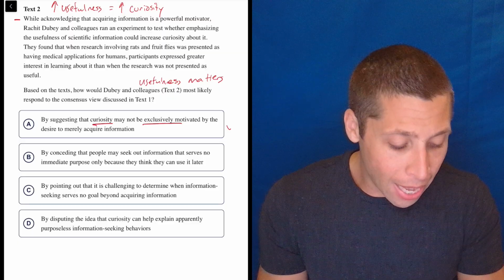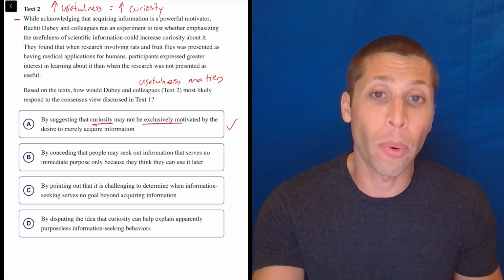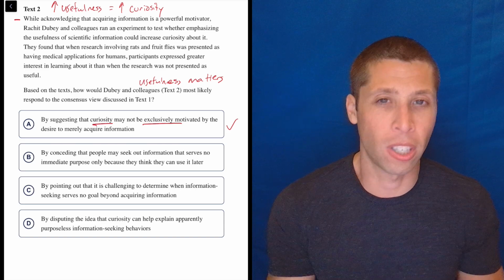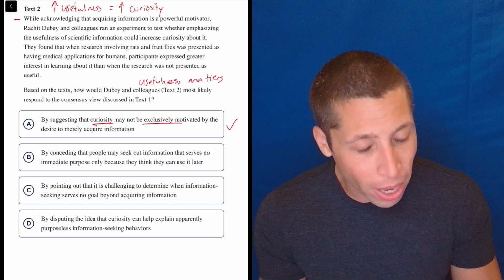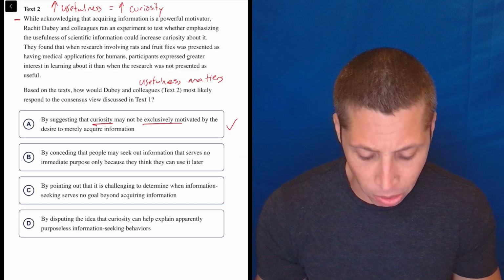So, there's a lot of tough words in here. I don't think it comes out and says exactly what I want it to say directly. So I'm doing a little bit of work to see that this choice is actually probably right. But I wouldn't, at this point, pick it. I need to know what the other choices say. So let's look at B.